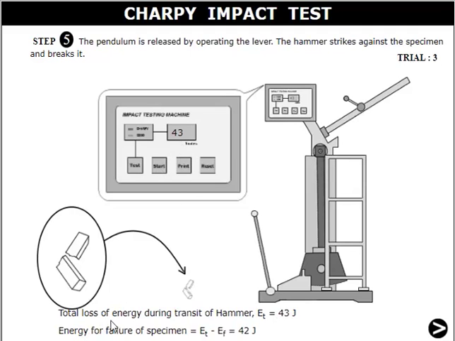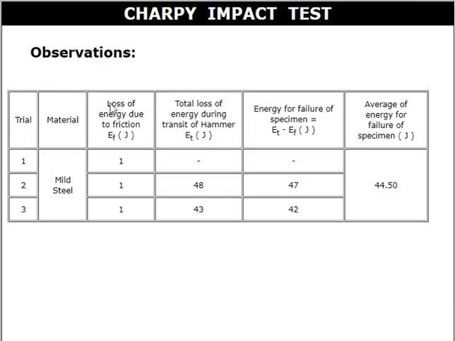So the energy for failure of specimen is equal to the loss of energy during transit of hammer minus loss of energy due to friction. So 43 minus 1 is equal to 42. So we made the observations that for the third trial, 43 joule is the loss of energy during transit of hammer, 1 joule is the loss of energy due to friction, and 43 minus 1 is equal to 42 as the energy for failure of the specimen in trial number 3.